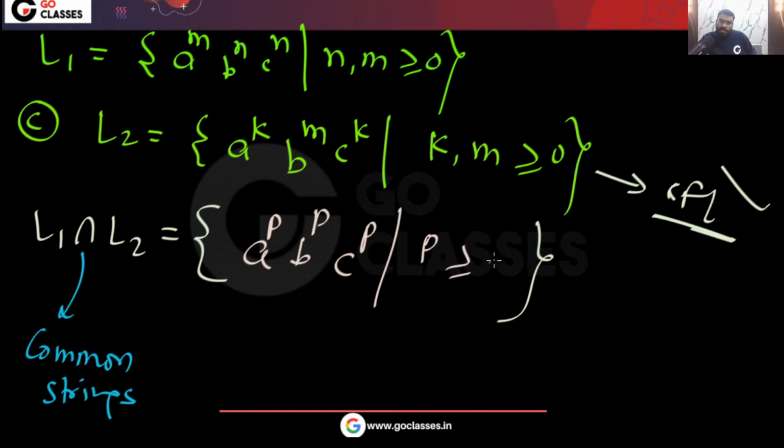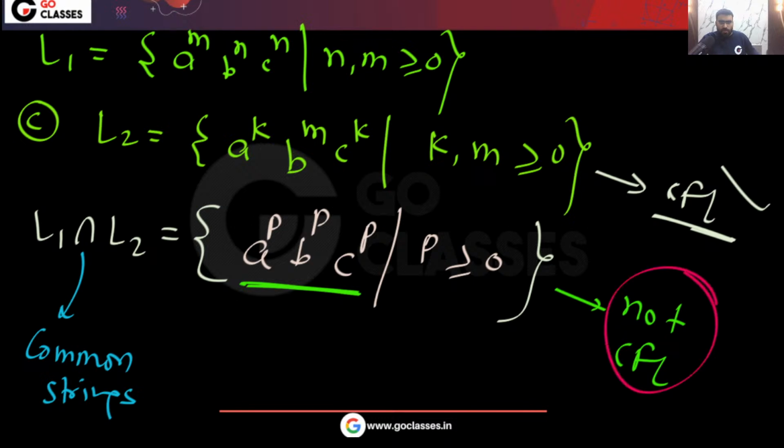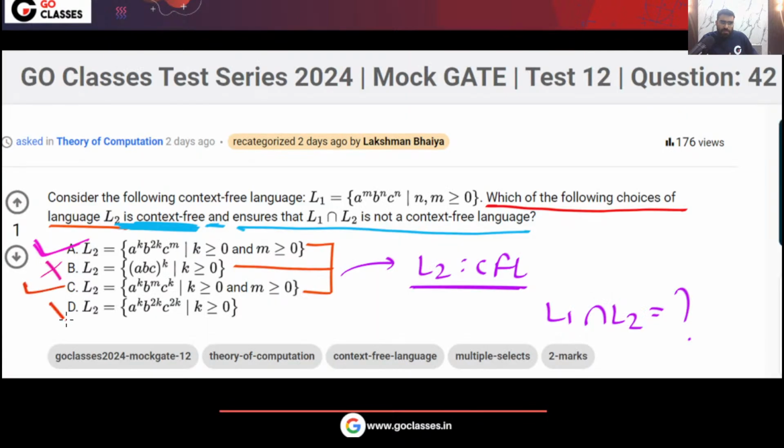So P greater than or equal to 0. Very simple. This is the L1 intersection L2, and this is not CFL. This is actually CSL, this is not CFL. So finally I can say that option C is also correct. So the answer for this question will be AC.